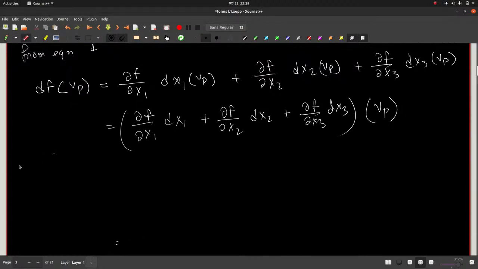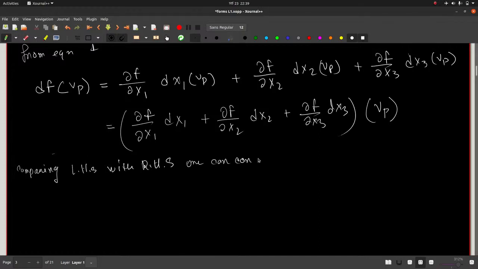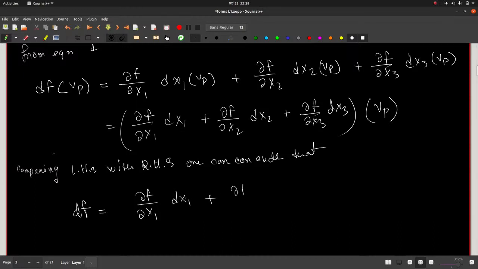So now comparing left hand side with right hand side, one can conclude that the differential is given by this one form. Again, this differential is just one form, and this expression verifies that. Now the question is, what does this differential form actually mean?